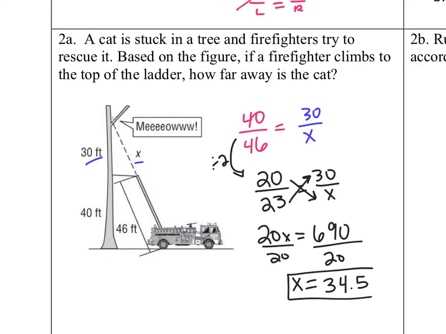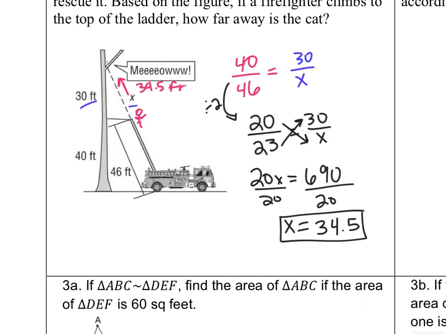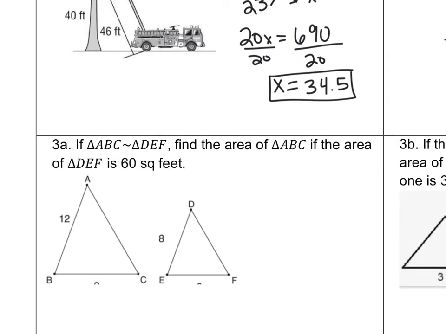34.5. Okay, so if our firefighter is right here at the top of the ladder, then we know that the cat is still an extra 34.5 feet away from him, okay? Or her, because women can be firefighters too.